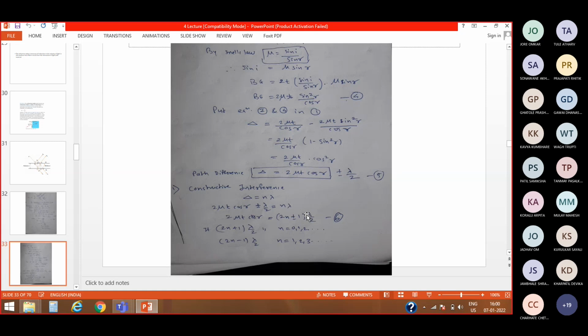So this is the condition for which I got the constructive interference. If the value of n is equal to 0, 1, 2, it is positive, which means 2n plus 1 into lambda by 2 is positive. If it is 2n minus 1, it is 2n minus 1 into lambda by 2. Then at that condition, I have taken n is equal to 1, 2, 3.